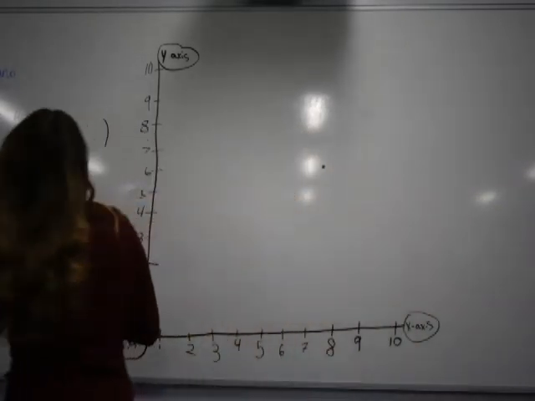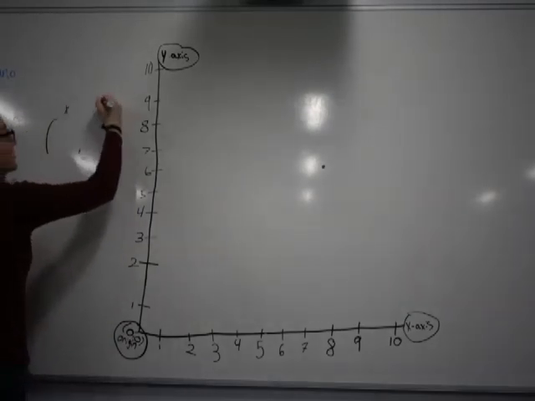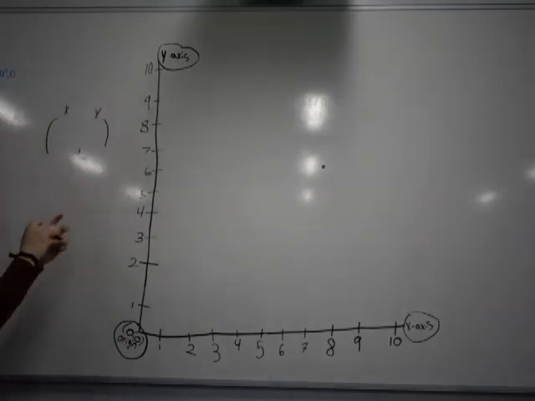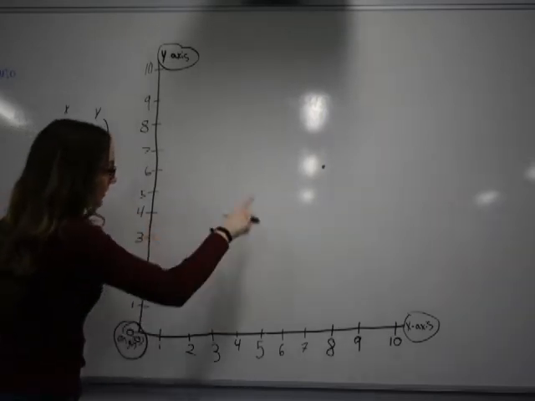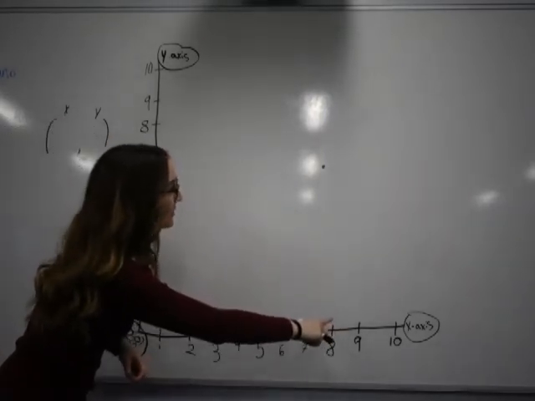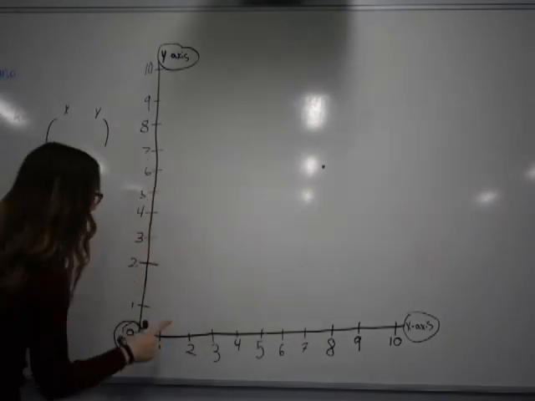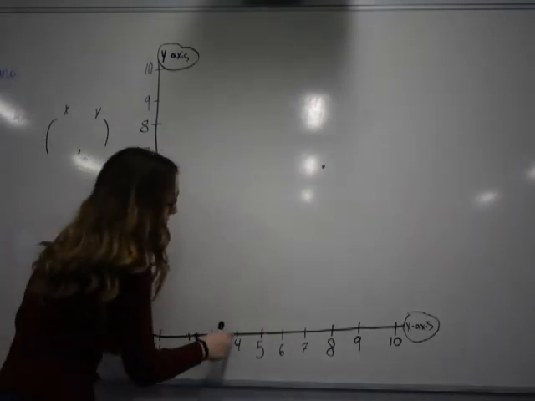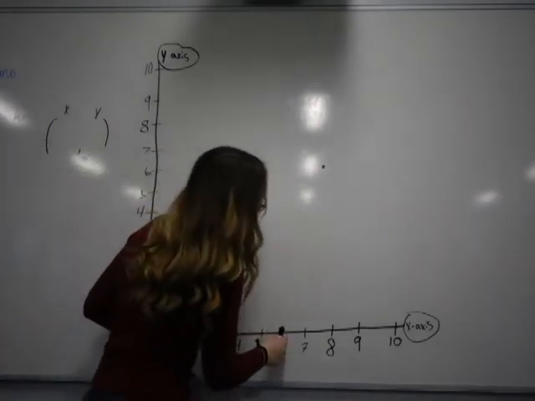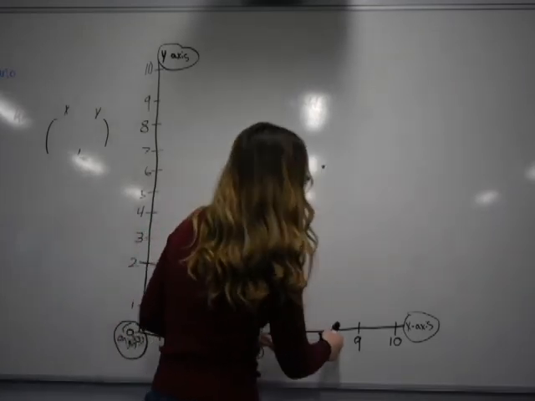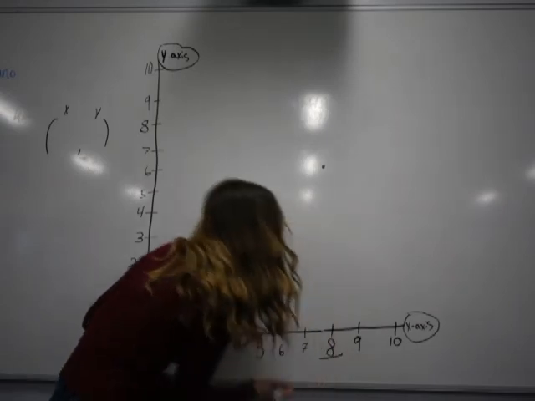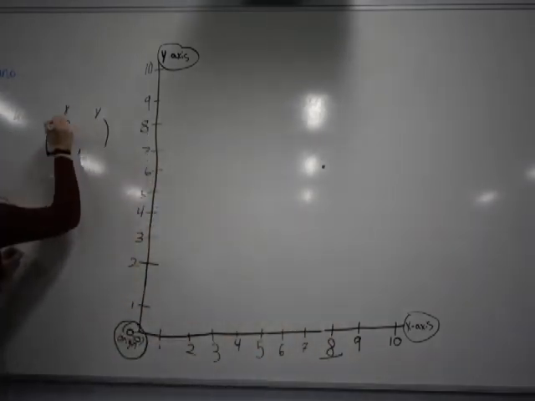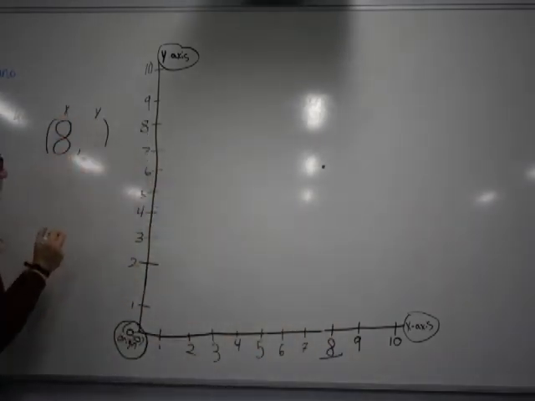So of course, we're going to start with our x because x always goes first. So to find our x, we're just going to go over to the dot, and we're going to count along the x-axis until we're underneath the dot. So it's going to be 1, 2, 3, 4, 5, 6, 7, 8. So that means our x is 8. So we're going to come write x here in the x spot.